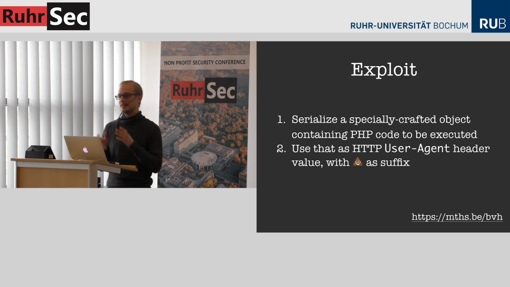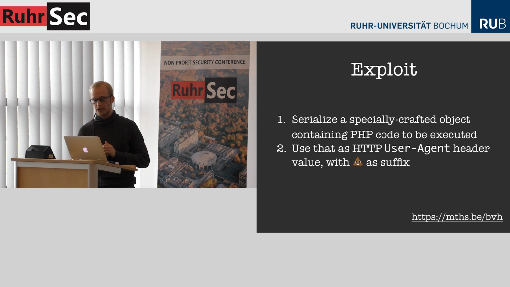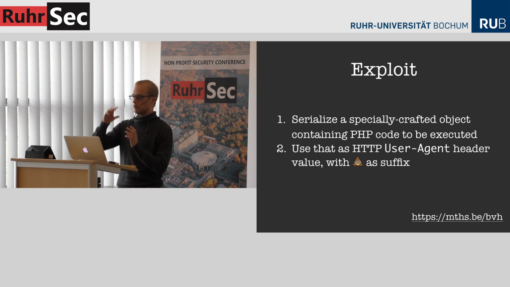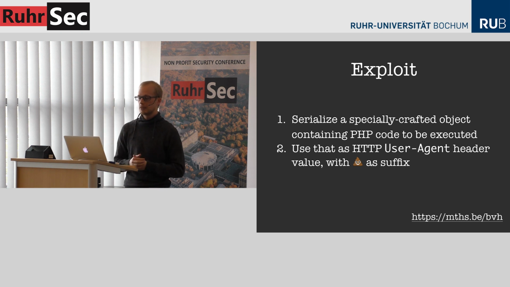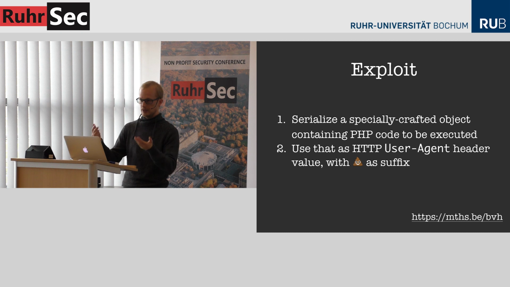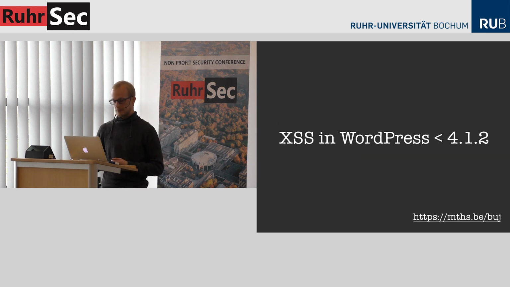So if you're interested in the exact code, check out the link at the bottom here. But essentially, you would serialize a specially crafted object containing some PHP code to be executed using one of the built-in Joomla classes. And then you would use that as the HTTP user agent header value with the pile of poo as a suffix. And that would trigger remote code execution just by making an HTTP request in any Joomla installation whatsoever. Kind of scary stuff.